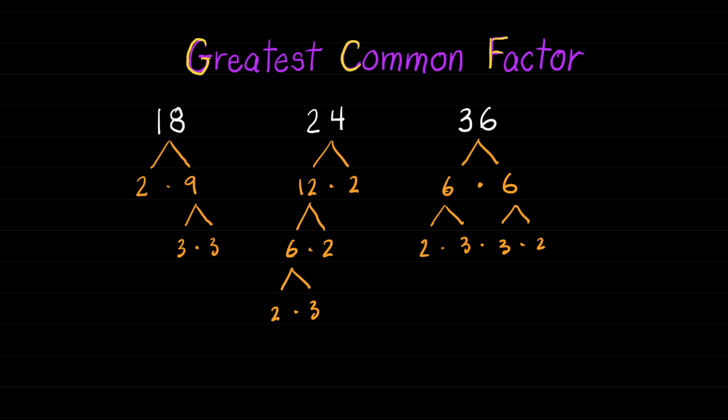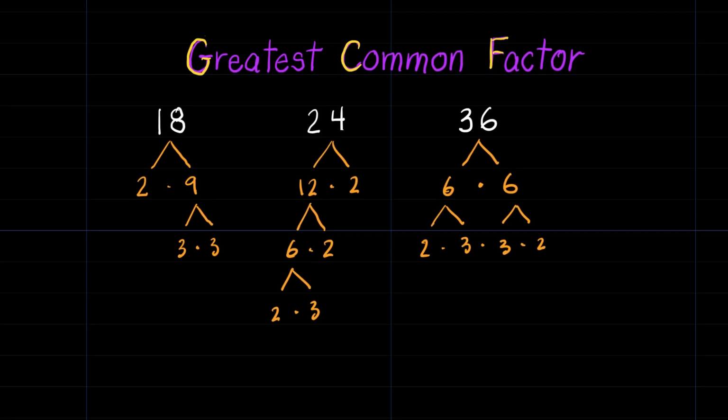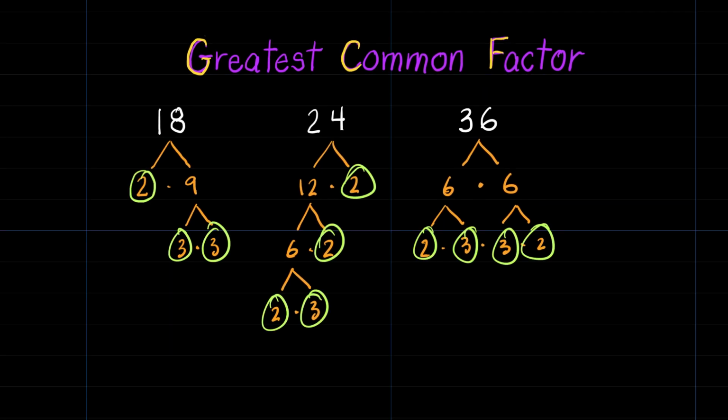The next step is to look at your list and circle all the prime numbers. Here we go. As you can see, I've circled all the prime numbers in both lists. And just like before, the previous method, start with the list that has the fewest factors. And this guy does. Hey, it's the number that's smallest too, isn't it? The 18. That's a tip for you.